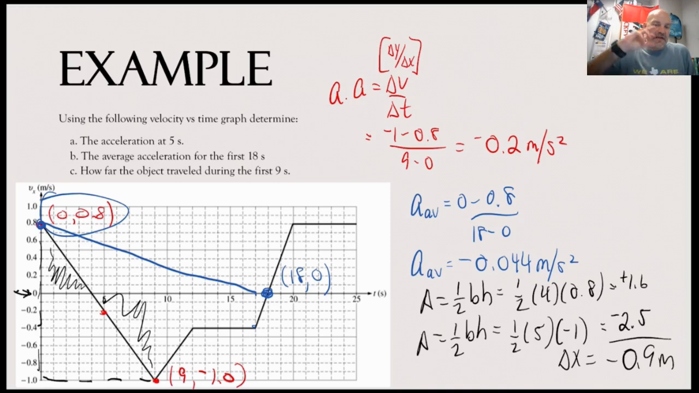Okay, so again, if we're on the top side, it travels in the positive direction. If we're on the bottom side, it travels in the negative direction. Okay, so as you see, the triangle on the bottom is slightly bigger than the triangle on top.